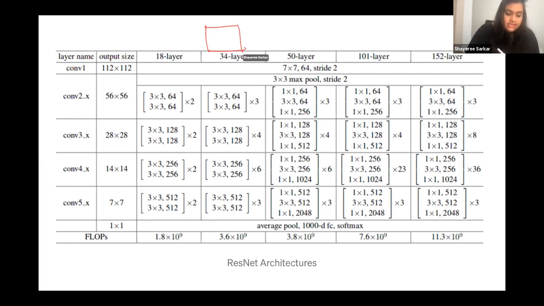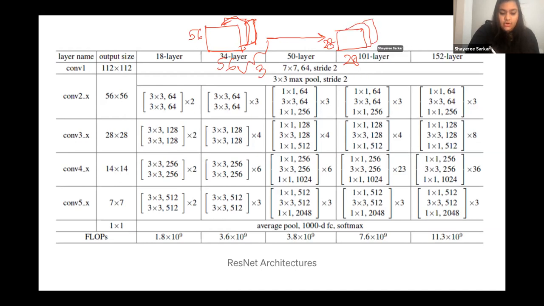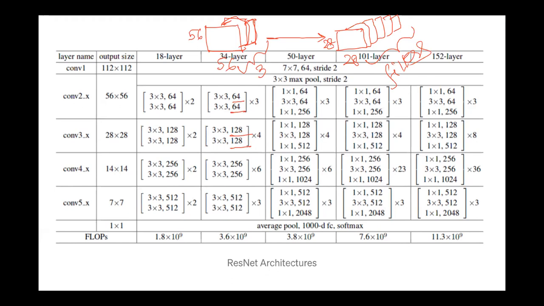Suppose this is 56 by 56, and sorry for the horrible drawing, this has a depth of 3. As we go deeper into the network, the height and width decrease. Suppose it becomes 28 by 28, and the number of channels, the number of filters, increases. So you're absolutely right, these are nothing but the filters, and the depth of the feature map increases. Does that make sense?